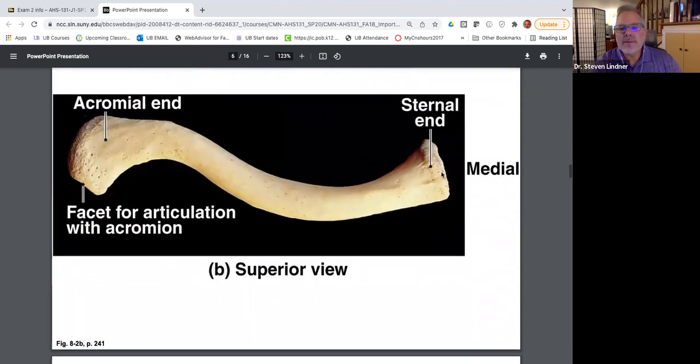So we have a sternal end. Notice it's a little bit narrower. That's on the medial part. And on the lateral part, we have the acromial end.